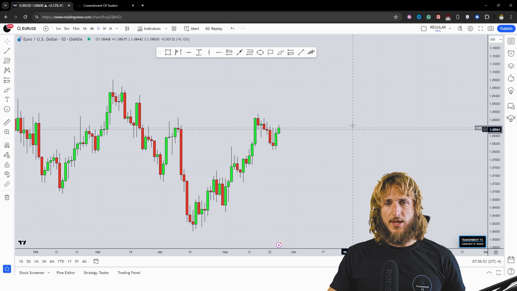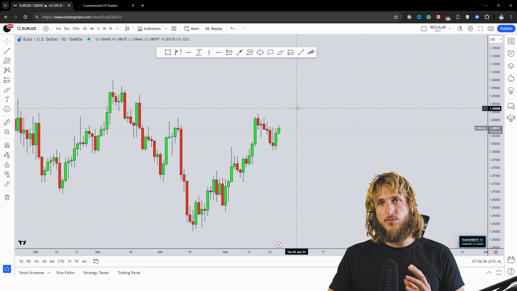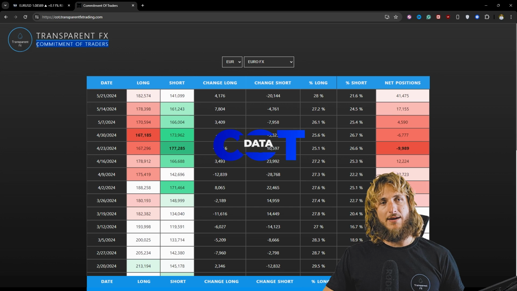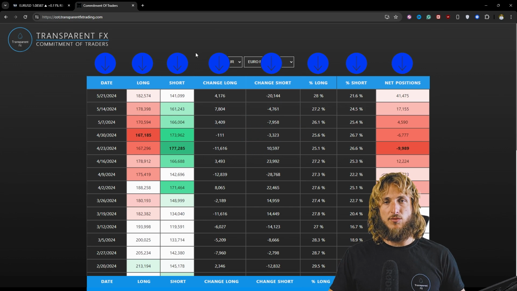But at the moment, what do we have and what kind of structure the market has created. Now, before we dig deeper into what we have here from a technical perspective, first, let's go and see what we have when it comes to the commitment of traders. So what hedge funds and the big players in the market are doing.